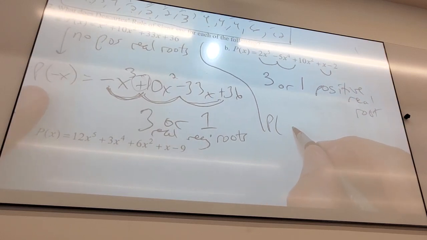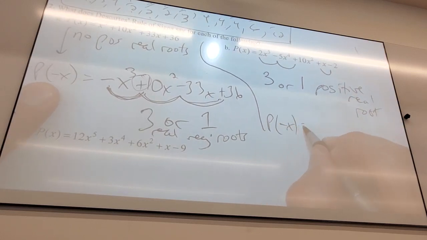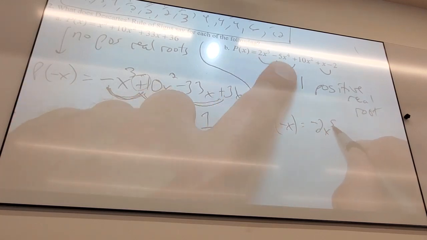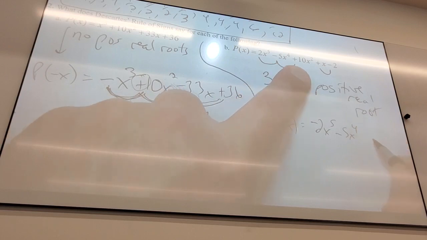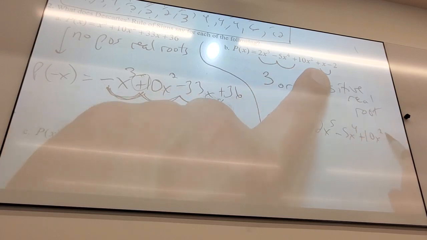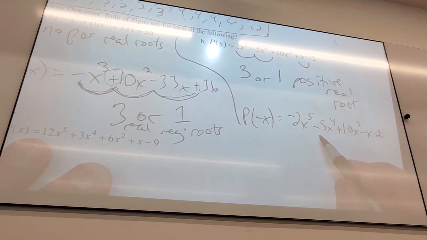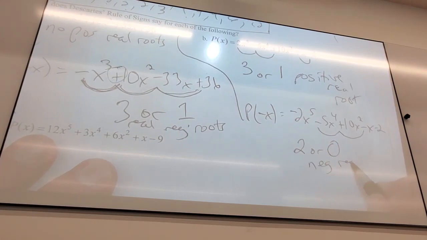How do I check negative real roots? P of negative x, yeah, put a negative in. All the odd powers are going to change signs. All the even powers are going to stay the same sign. How many sign changes do I see now? Two. So there could be 2 or 0 negative real roots.